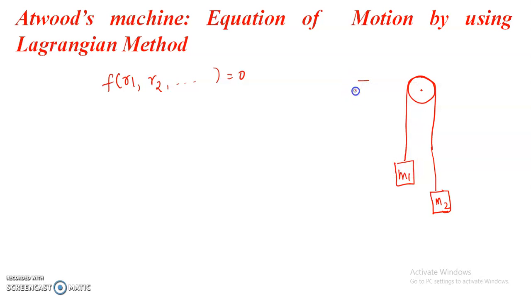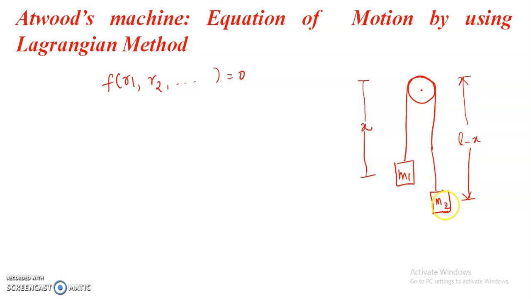Let us take the distance of mass m1 from the pulley, from the topmost level of the pulley, as x, and the other as L minus x. We can mark these two distances as x and L minus x, where L is the length of the inextensible string. So x is the variable vertical distance of mass m1, and L minus x is the variable vertical distance of mass m2 from the pulley.